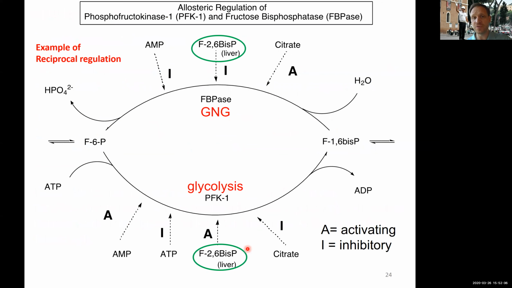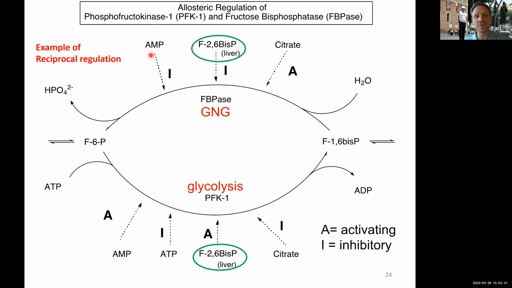So again, just to give you an example here, similar to what we've seen before, right? We have in the one direction here our gluconeogenesis, our fructose bisphosphate phosphatase that I had shown you when we talked about partial futile cycling. And we have the reverse reaction here, it's our PFK1 in glycolysis. Right? And now have a look at our regulators here.